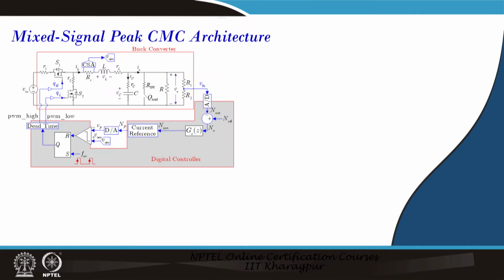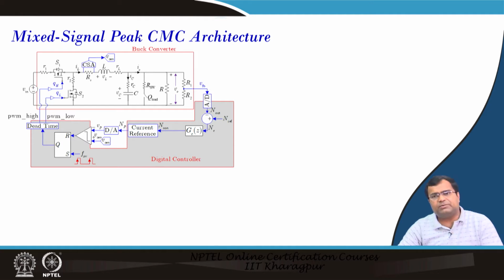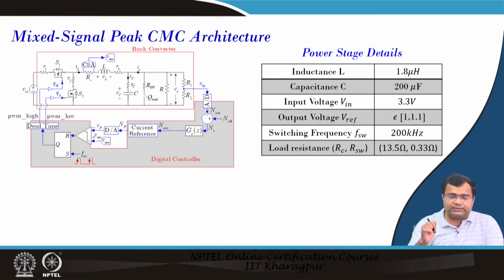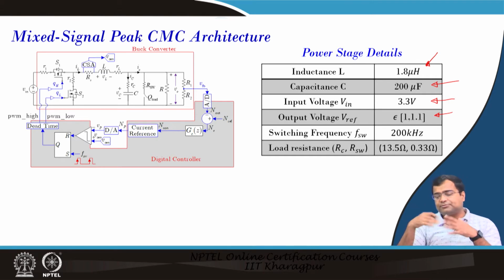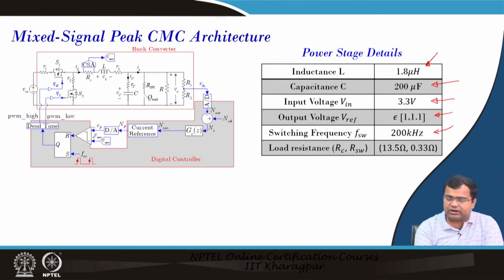Some experimental results with transient performance. We have discussed the mixed signal peak current mode control architecture multiple times. For the converter prototype that we are going to demonstrate, we have considered the inductor to be 1.8 microhenry, the capacitor to be 200 microfarad, and a nominal input voltage of 3.3 volt. The output voltage is varied between 1 to 1.1 volt because we have also shown a reference transient. The nominal output voltage is 1 volt, the switching frequency is 200 kilohertz, and we have considered one continuous load resistance RC and a switch resistance of 0.33 ohm.